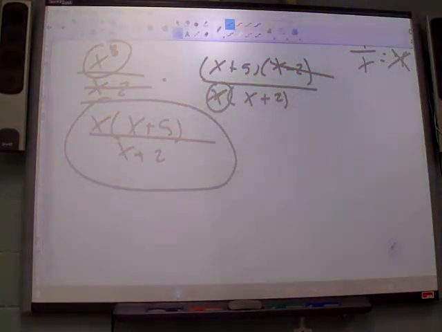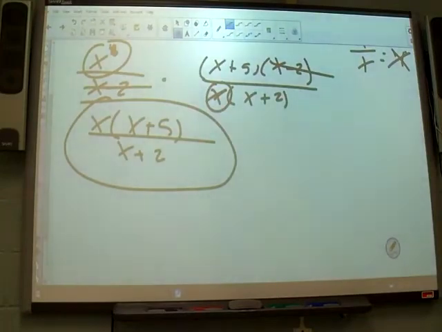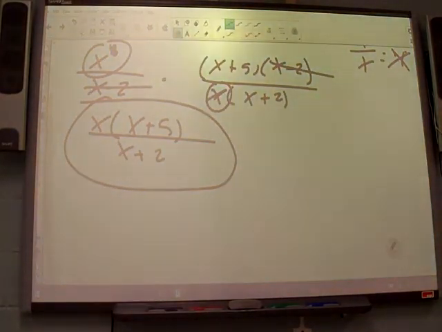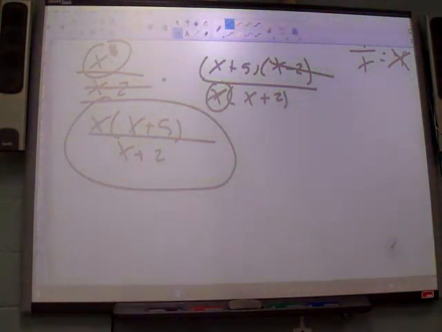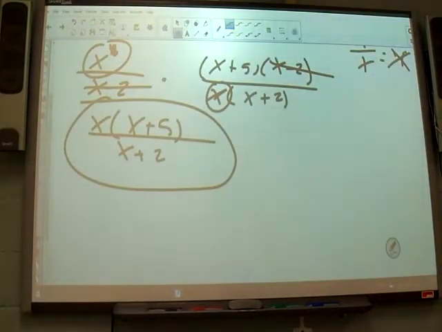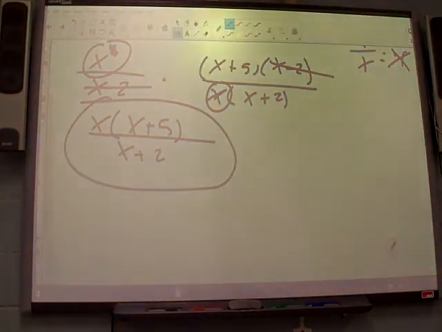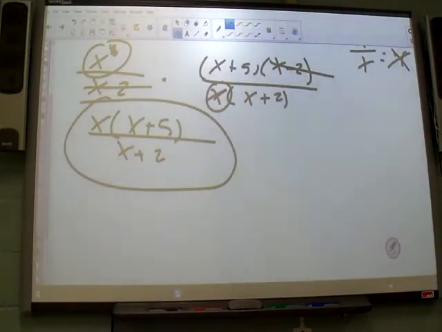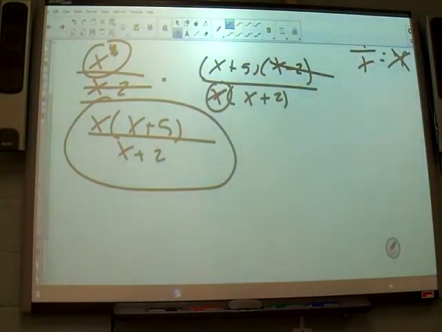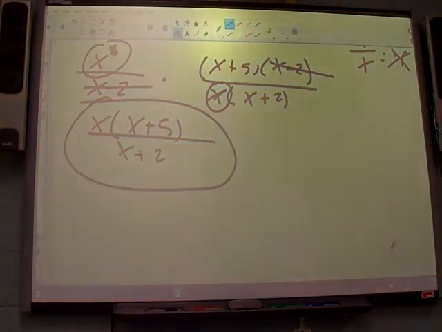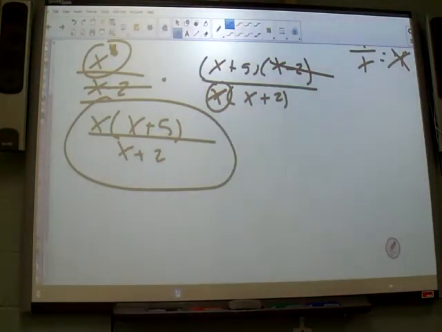Wait, so how'd you get rid of the x? x squared over x, or reduce x squared over x. Yep. x squared on top, x on bottom. What's x squared over x? That's where I got that x that's out front. Oh, I see now. You got it, you got it.